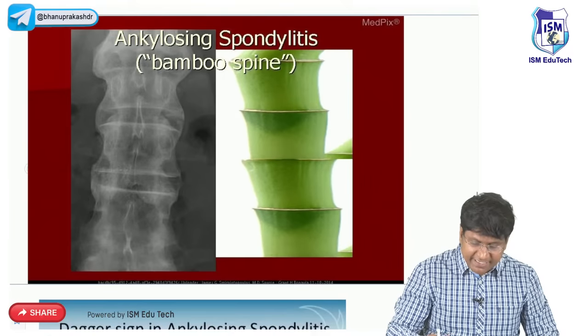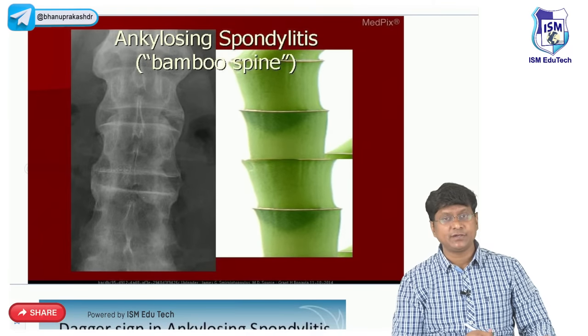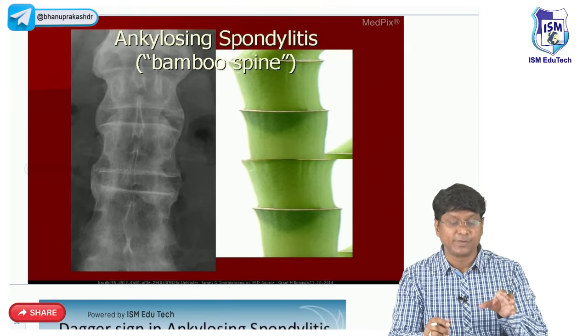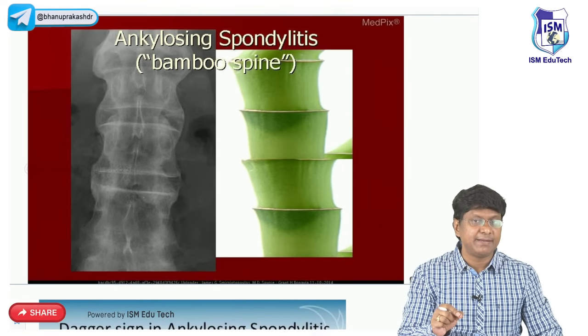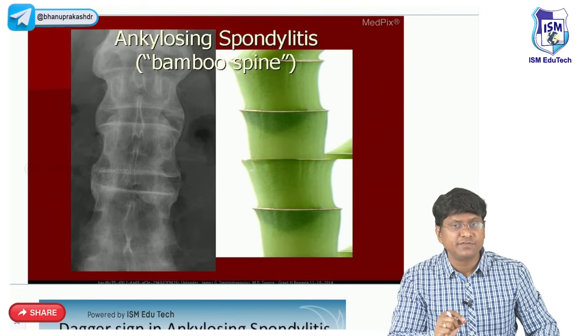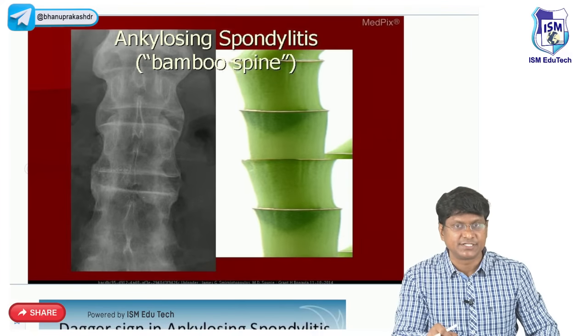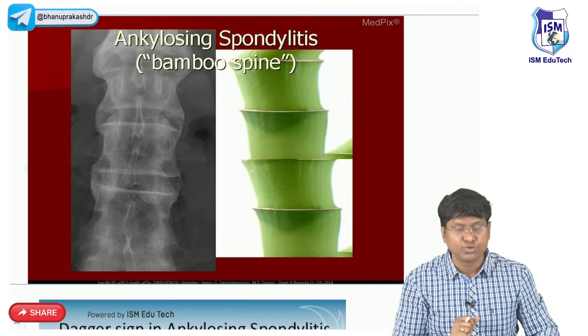Now, you see the imaging in patients with ankylosing spondylitis. When you do an X-ray of the spine, you get this characteristic bamboo spine. And why do you get this characteristic bamboo spine? That is because of the fusion of the vertebra, and because of the calcification of the spinous ligaments. You get this characteristic bamboo-shaped vertebra.